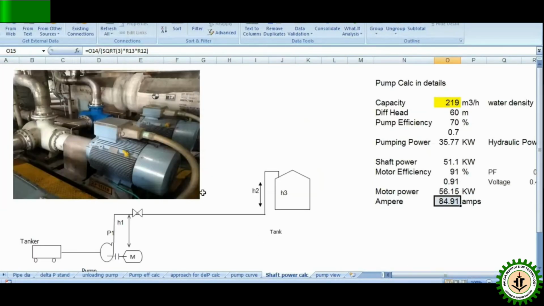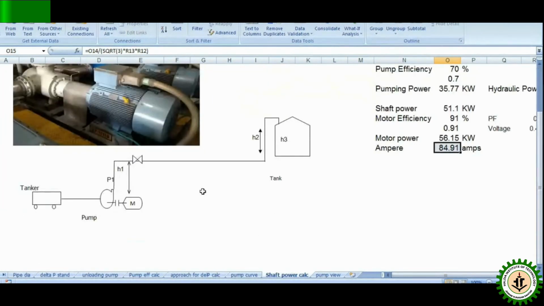So now the point is how to do this pump flow. The pump flow concept comes from the mass balance. There's a concept of heat and mass balance, so from there the pump flow requirement comes. And the pump head requirement comes, as I was explaining to you.